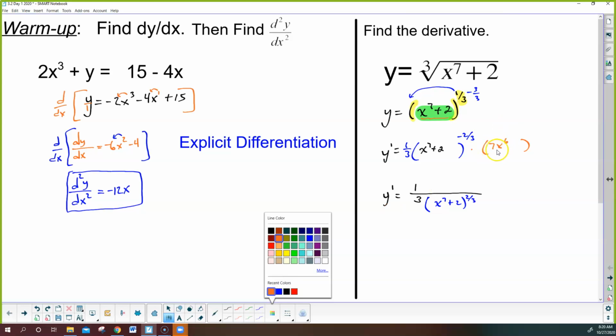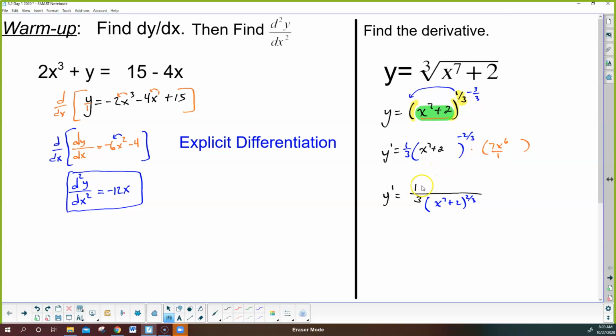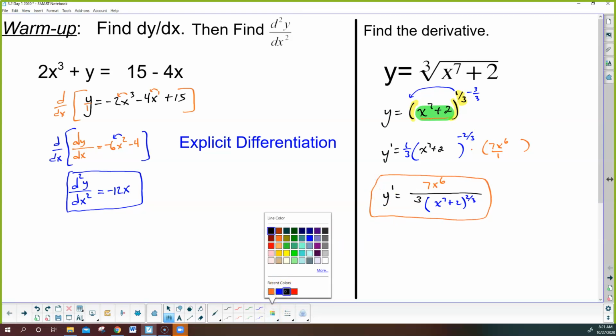And then the 7 times x to the 6th, you can think of that as over 1, which basically means this is going to be in the numerator. I really don't need this 1 up top because 1 times 7 is still 7, x to the 6th. And this would be an acceptable answer. It might be written like that, multiple choice wise.